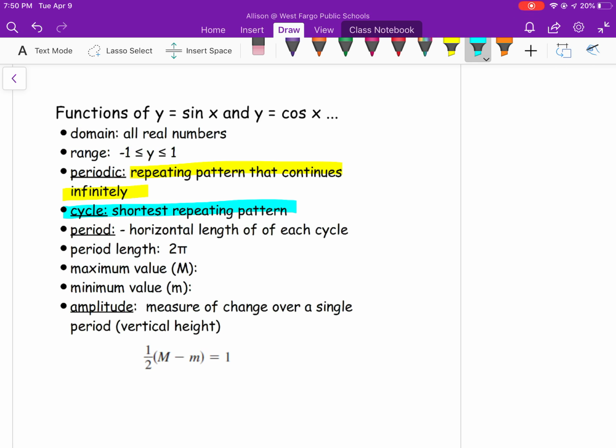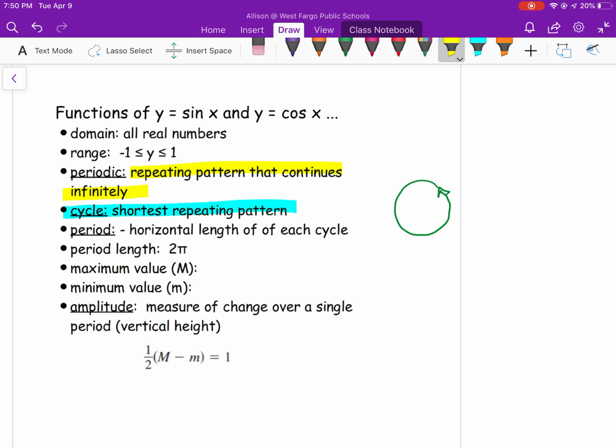That's one complete rotation around the unit circle, 360 degrees. That's one cycle. So that's what we're going to graph, just one cycle, and then it's going to go on forever. So the period is the horizontal length of each cycle.